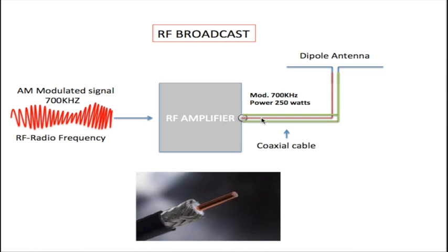With our RF amplifier having an impedance of 50 ohms, we would use an RG8 coaxial cable, which also has an impedance of 50 ohms, to connect the RF amp to the dipole antenna.